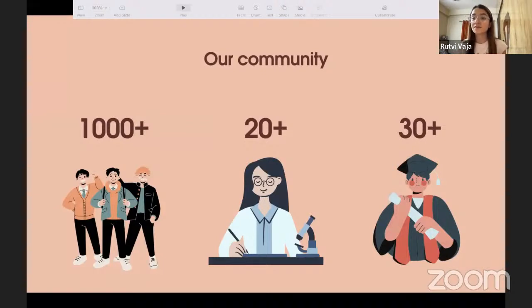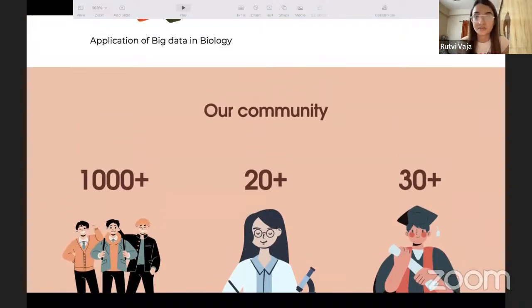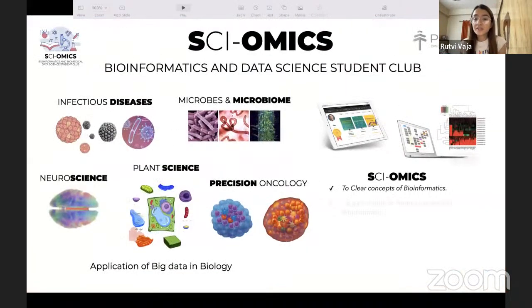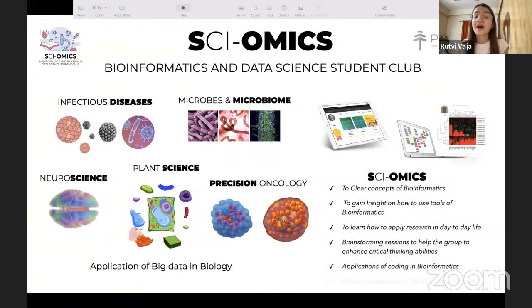Together, we meet for sessions, discuss and brainstorm ideas, and take the concepts of bioinformatics to the next level in order to discuss its application in various other fields. What we do, and the topics that we focus on, include infectious diseases, microbiomes and microbes, precision oncology, plant science, and neuroscience.